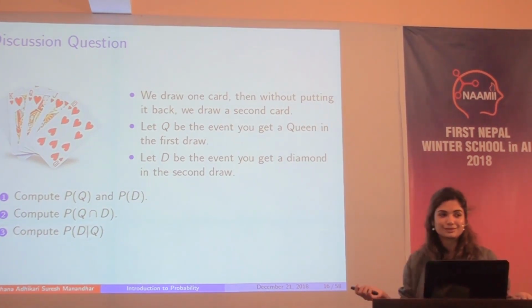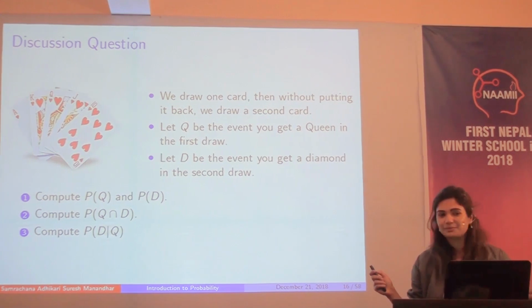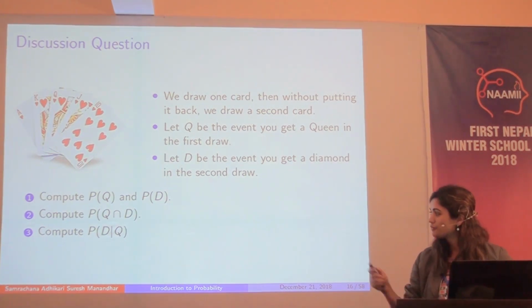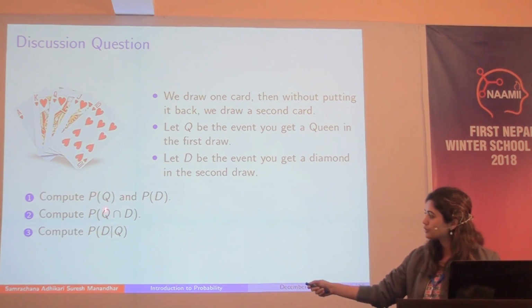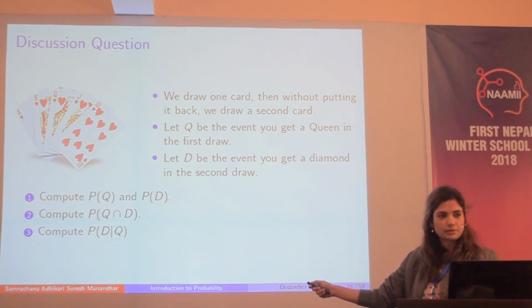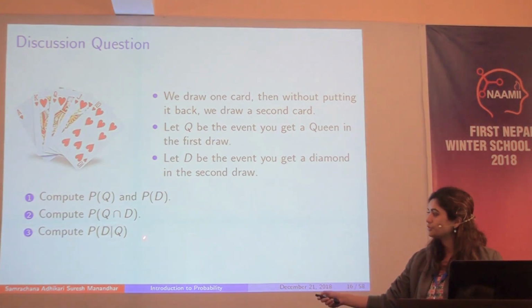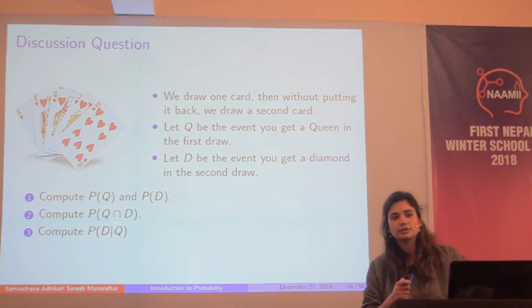There could be other ways too, but we'll talk about that when we actually work on the problem set. So if we know the joint, this intersection probability, if we knew the marginal P of D and P of Q, can we compute P of D conditional Q?